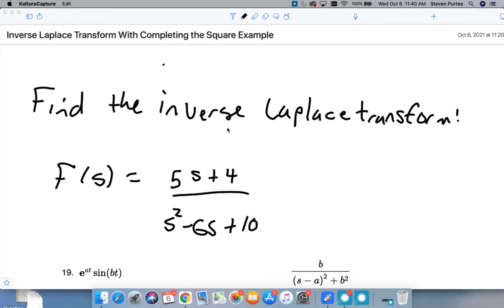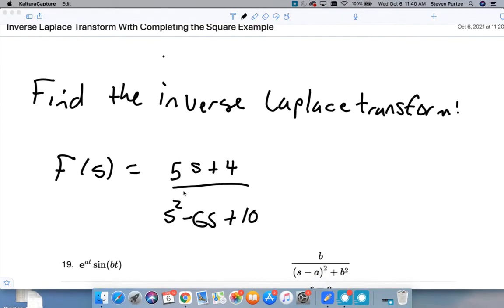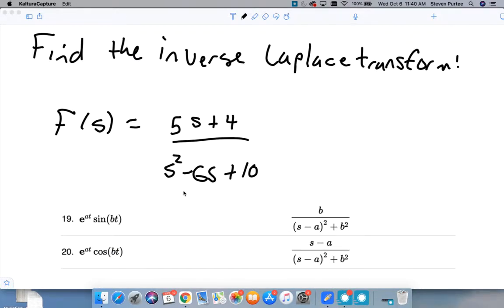Okay, let's find the inverse Laplace transform of this really complicated problem here. Ideally, if we have a quadratic in the denominator, we would like that to factor. If it factors, these problems are much easier. We would factor, use partial fraction decomposition to split into two separate fractions, and then each one would give us an exponential. Those are pretty easy. This denominator does not factor, so we can't do that.